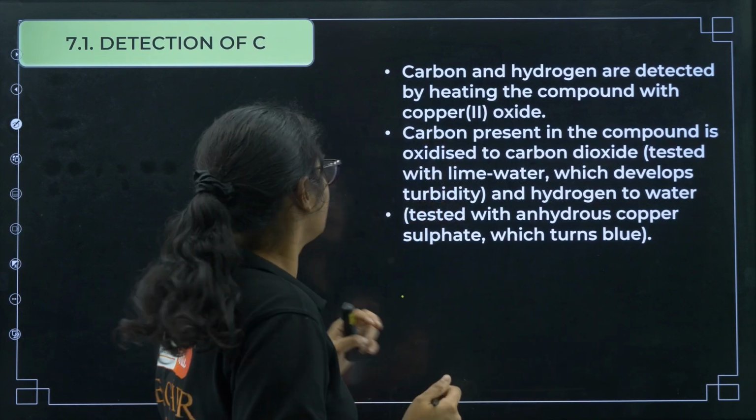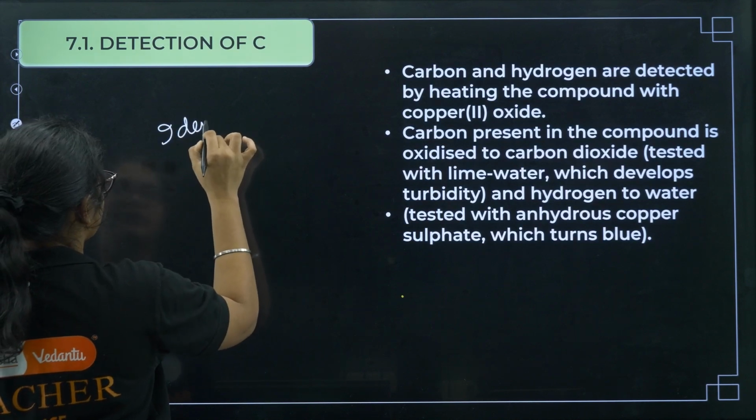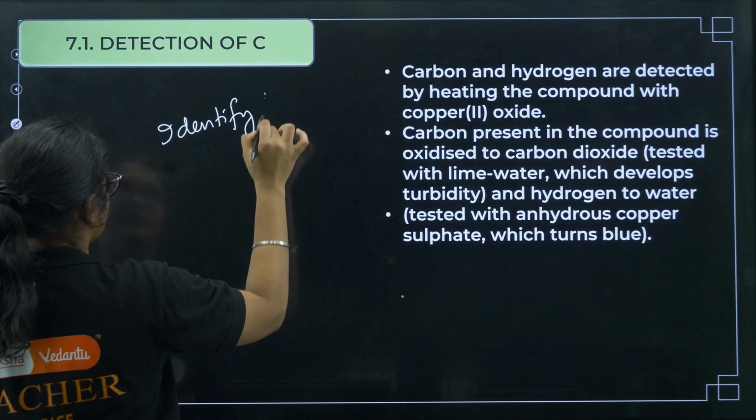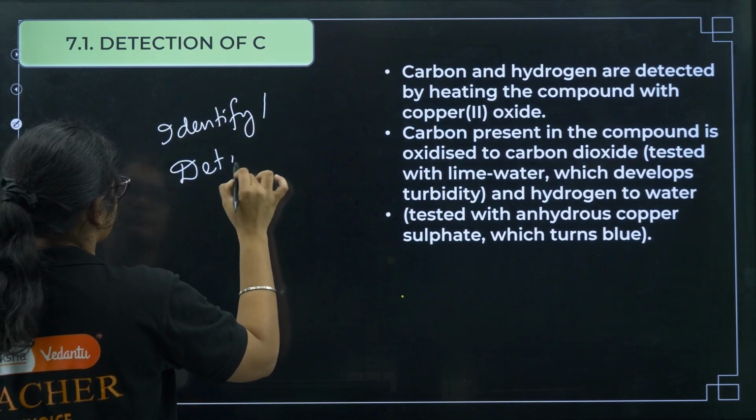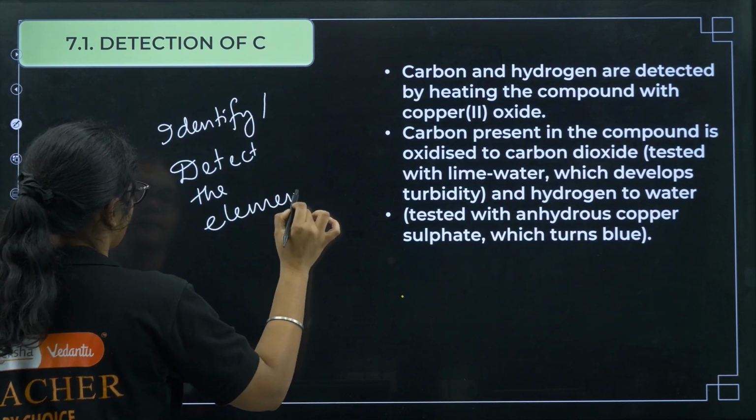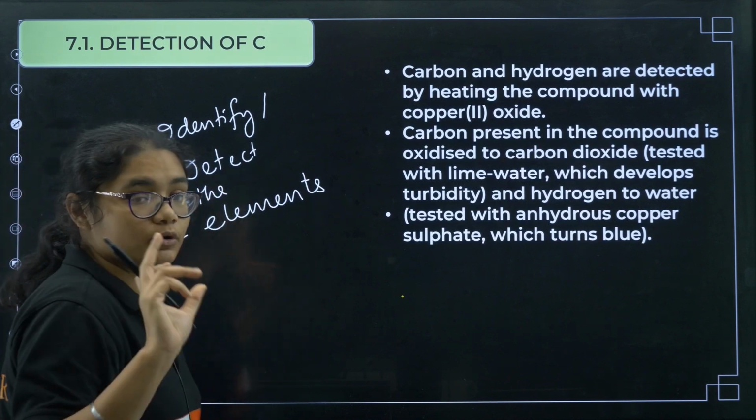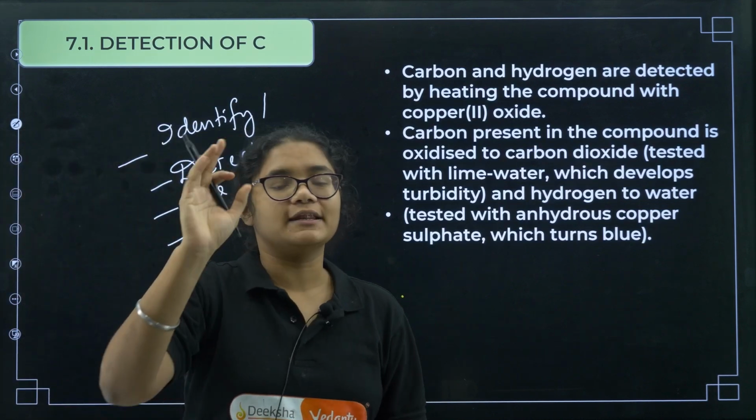Okay, so in qualitative analysis, we only identify or detect the elements. Clear? We do not know the exact amount of elements present.